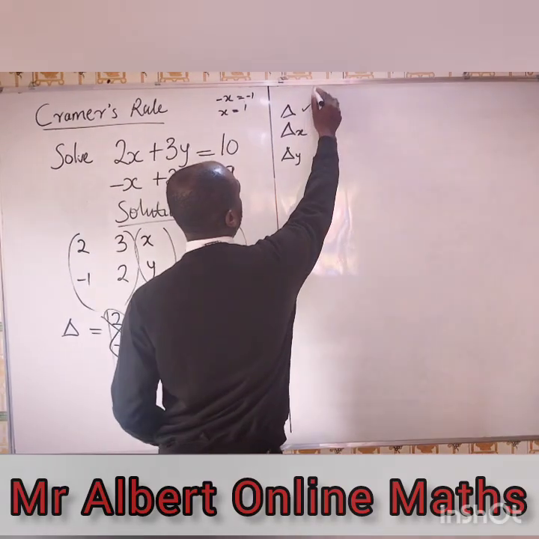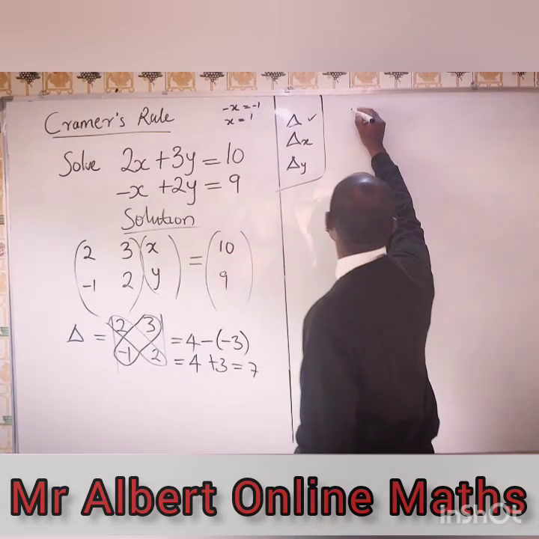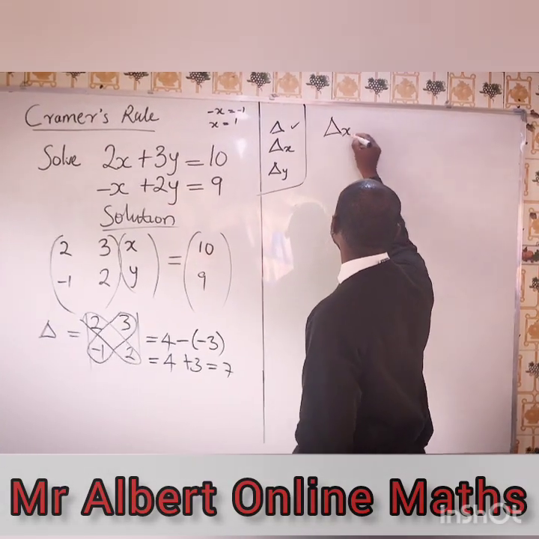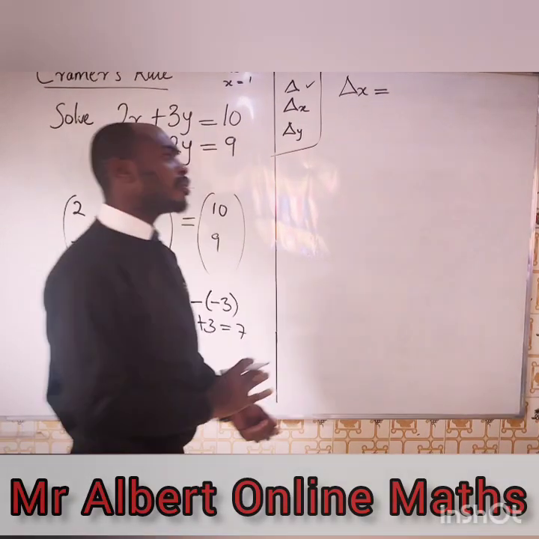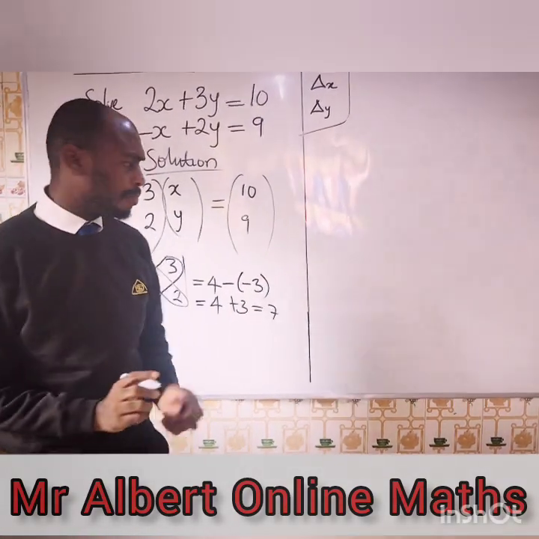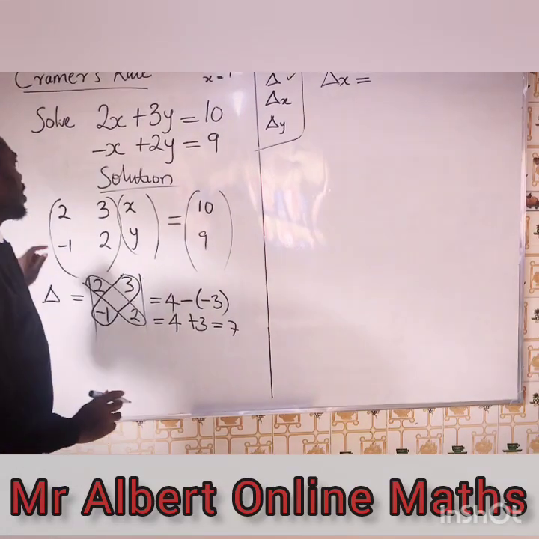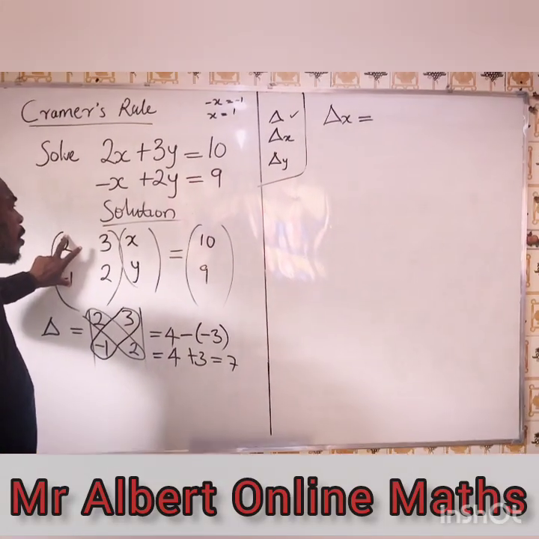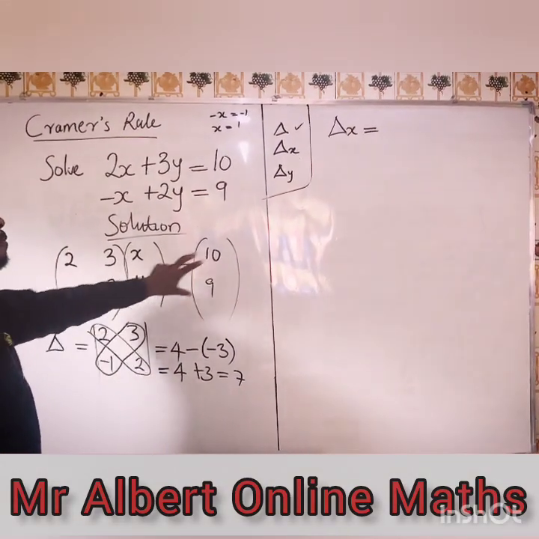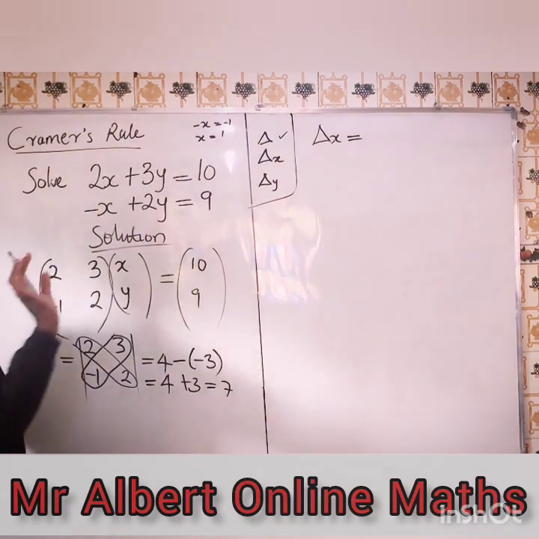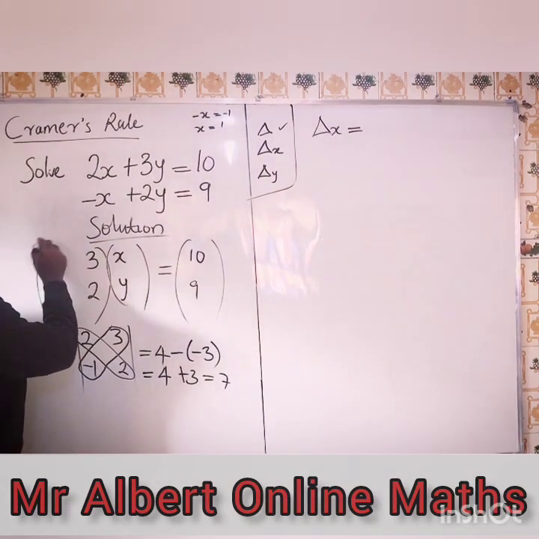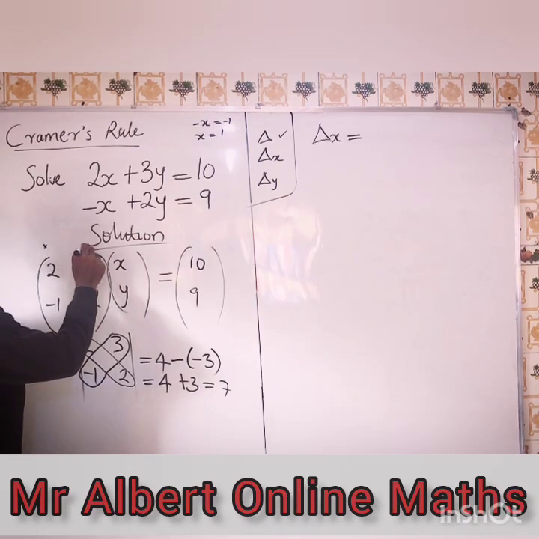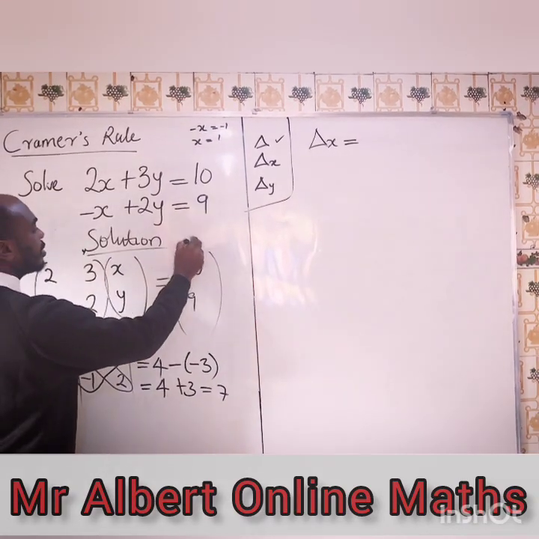Now the second one we are going to look at is our determinant of x. See how to form this determinant. It's very easy. Please observe this. In place of the first column, we are going to replace the first column with the constants. Let me write it this way so you can understand. I call this x, then this y, and then we have the constants.